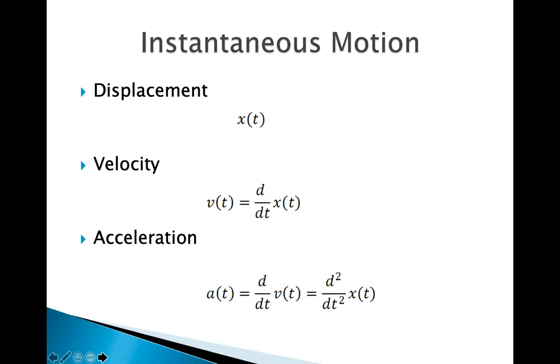Instantaneous motions. This is for calculus, so this is optional for people who are only using algebra. Displacement is a function of time. So this includes a motion that does not necessarily have to have constant velocity or constant acceleration. So this is a more general case, but that's still one dimension. Okay, so for one dimension, the velocity is a function of time. So that's the first order derivative of the displacement with respect to time.